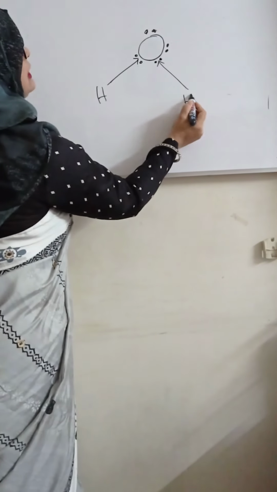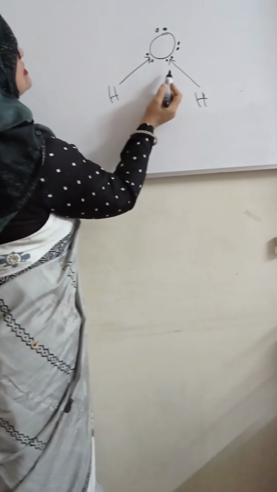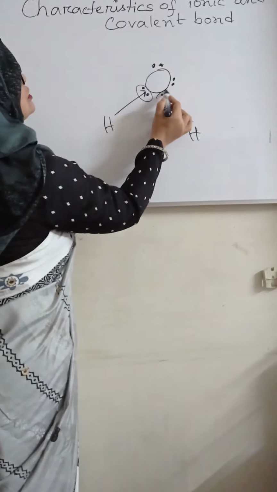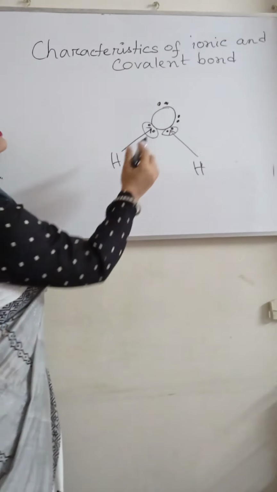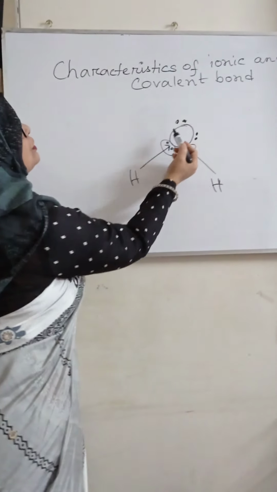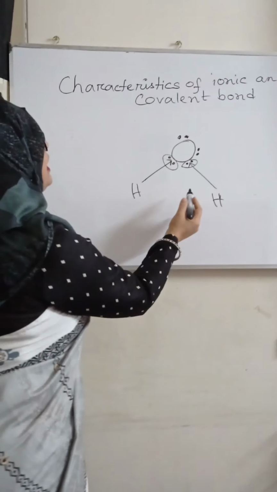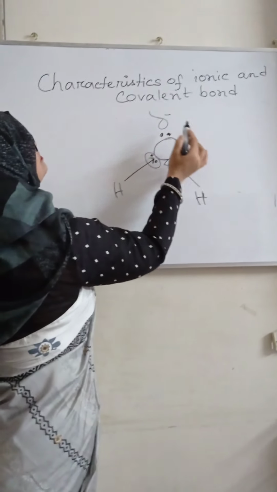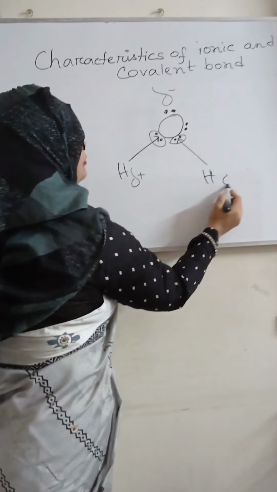And here hydrogen shares electrons with oxygen and forms a bond with oxygen, and these two pairs of shared electrons move a little bit towards oxygen because the electronegativity of oxygen is higher than hydrogen. That's why here it creates a partial negative charge, and here it creates a partial positive charge.